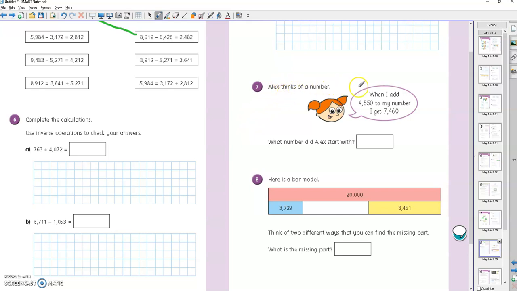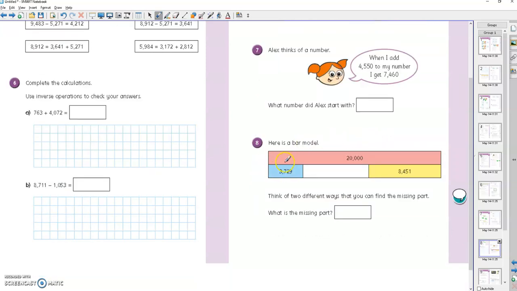And then questions 7 and 8, where it usually gets more complicated. Alex is thinking of a number, and she says, "When I add 4,550 to my number, I get 7,460." What did she start with? How do I get back to the number she began with? I need an inverse operation to check it and get back to that.